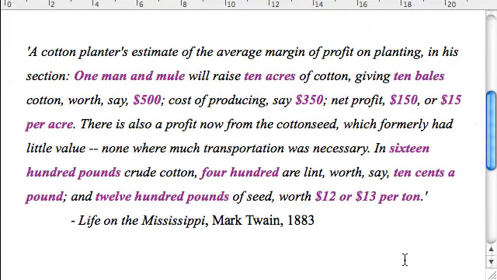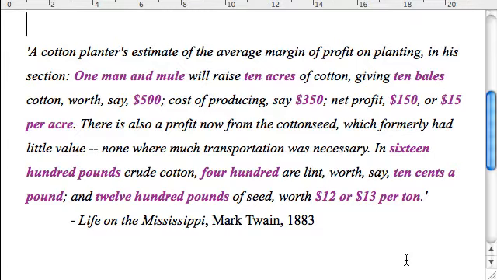Here's the paragraph. A cotton planter's estimate of the average margin of profit on planting in his section: one man and mule will raise 10 acres of cotton, giving 10 bales cotton worth, say, $500. Cost of producing, say, $350. Net profit, $150 or $15 per acre.